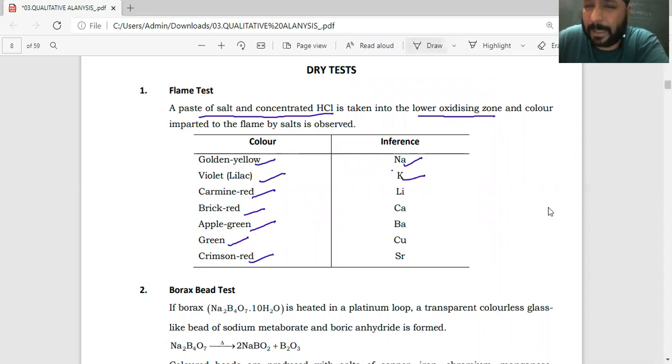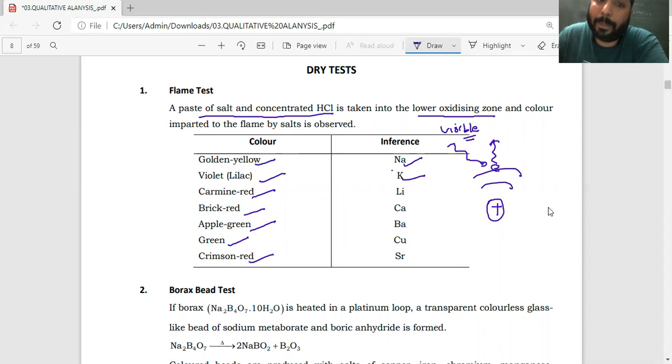This is due to the excitation of electrons in the presence of flame. What exactly happens? The outermost electron is getting excited, and because of that excitation, it is absorbing energy from the visible region. When it absorbs energy from the visible region, it will emit the complementary color. For example, if it is absorbing a higher energy region, it will appear reddish, orangish red. If it is absorbing a lower energy region, it will appear blue. So whatever it is absorbing, it will be emitting the complementary color of it. So this is the flame test.